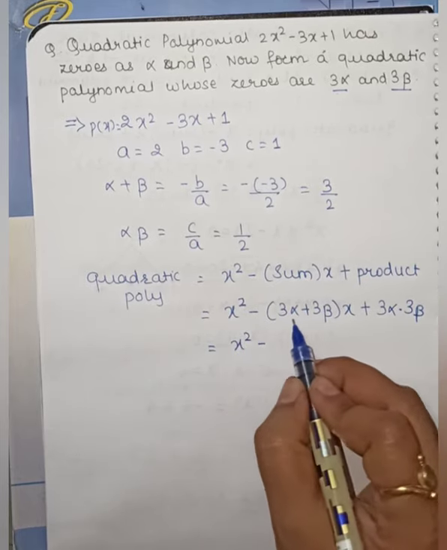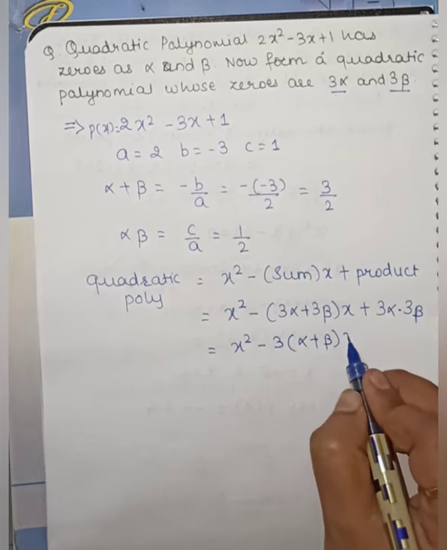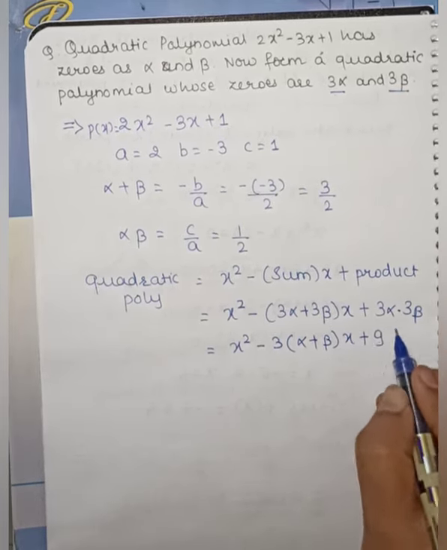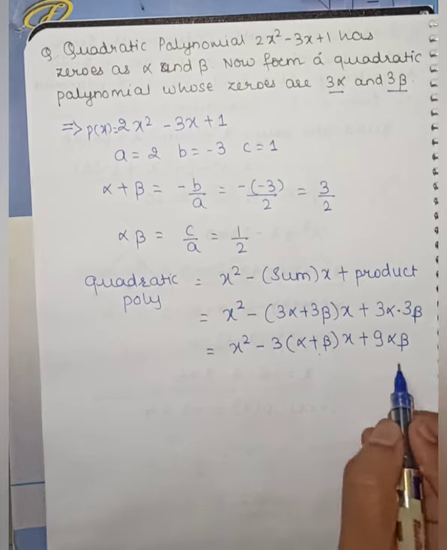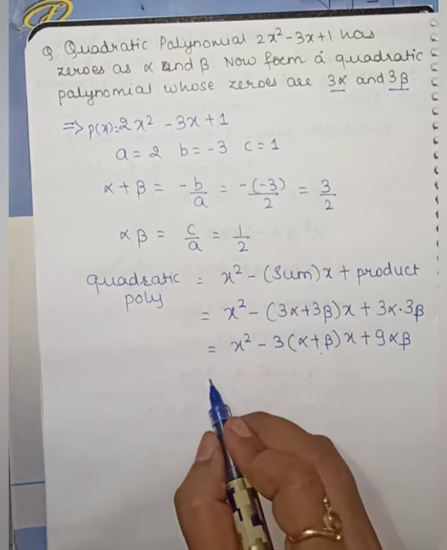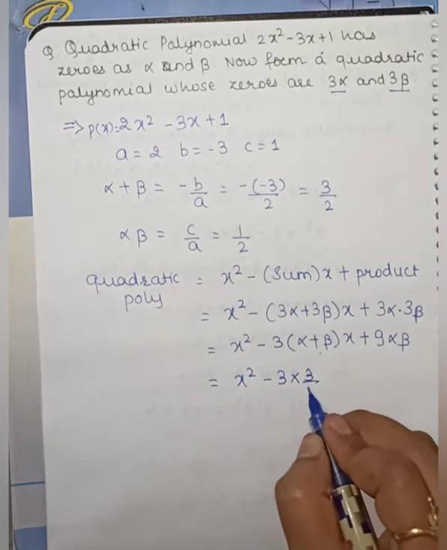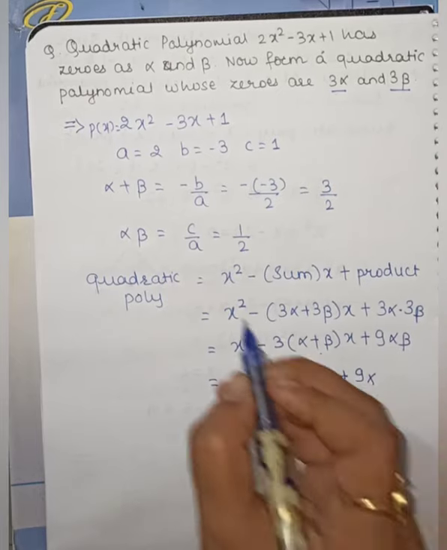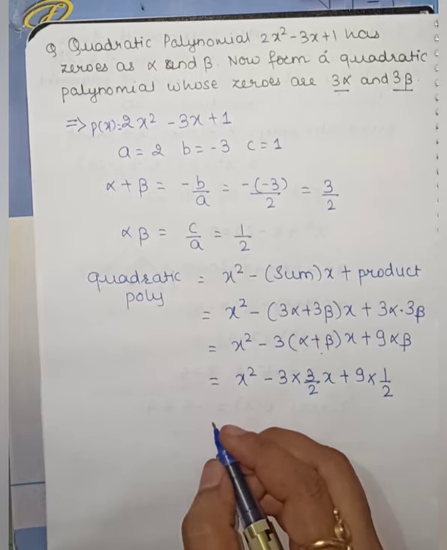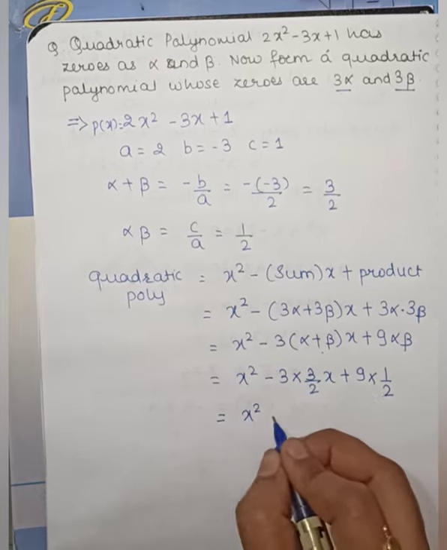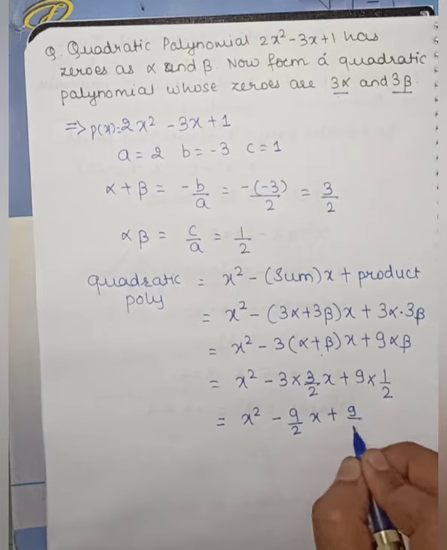x square minus, if I take 3 common from this, what is remaining in the bracket? Alpha plus beta into x plus, if you multiply this, as I have just now told you, 3 into 3 is 9 into alpha beta. Now just put the values of alpha plus beta and alpha beta which we have obtained. Which gives me x square minus 3 into alpha plus beta value is 3 by 2 x plus 9 into alpha into beta value is 1 by 2. Okay, x square minus 9 by 2 x plus 9 by 2.